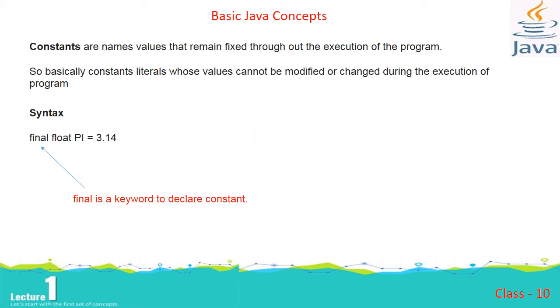Constants are named values that remain fixed throughout the execution of the program. That is, during the execution of the program, these values are not going to change. For example, to make a variable a constant, the keyword used is final: final float pi equals 3.14. So final is the keyword used to declare a constant, and the normal practice followed by experts is that constants are written with all letters in capital.